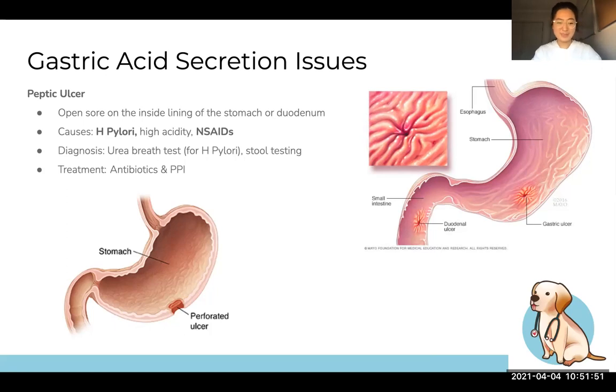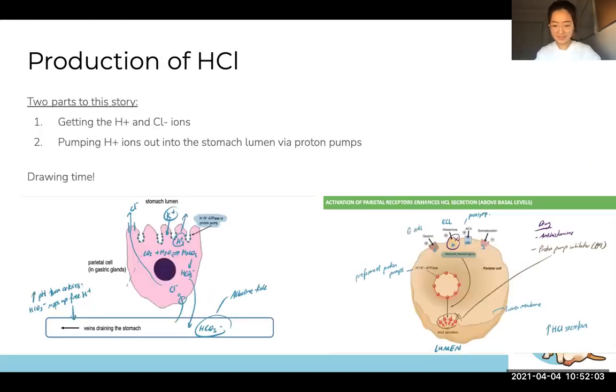The way that we diagnose it, you can use the urea breath test. That's basically for H. pylori. And the way we treat it is pretty much antibiotics and PPIs. PPIs are your proton pump inhibitors. If we go back to the previous slide, basically we'll just stop these proton pumps from working. You won't get any hydrogen ions being pumped out, and that's going to stop the gastric acid.